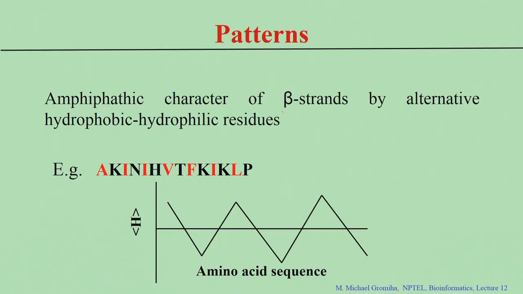This is another pattern I discussed earlier. This is the beta sheets, the amphipathic character. Because you can see the red one is the hydrophobic and the black one is the hydrophilic. So, you can see alternating hydrophobicity. So, this will give the pattern for the beta strands.